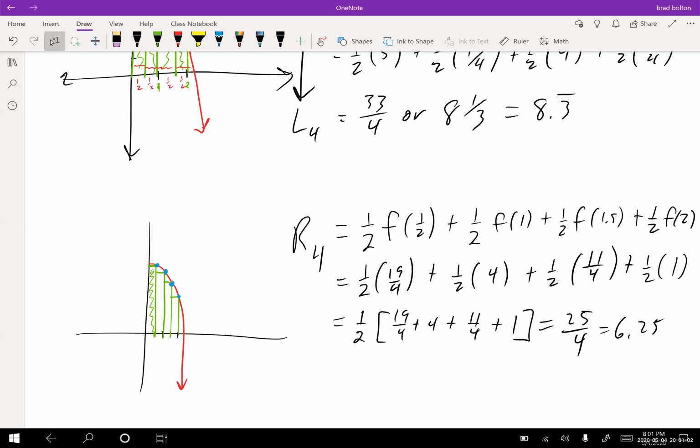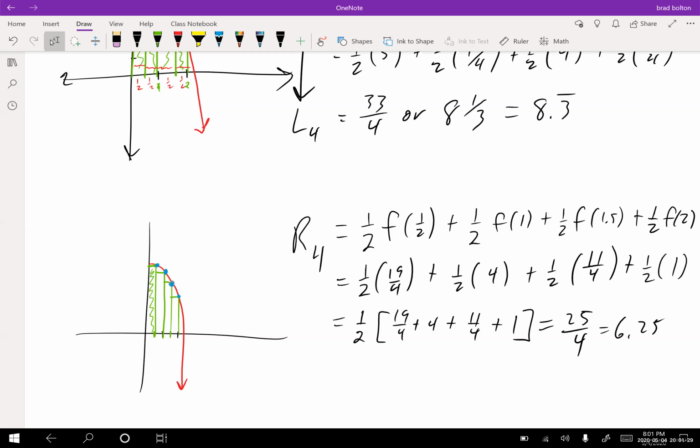Okay, so this is what left endpoints and right endpoints mean. You could even use midpoints. There might be one in the homework that I assigned where it uses a midpoint. So then you take the halfway point between 0 and 1/2, so you'd get 1/4, and then so on and so on. You take all the midpoints and use them to create your rectangles, and that would be called M4. Okay.